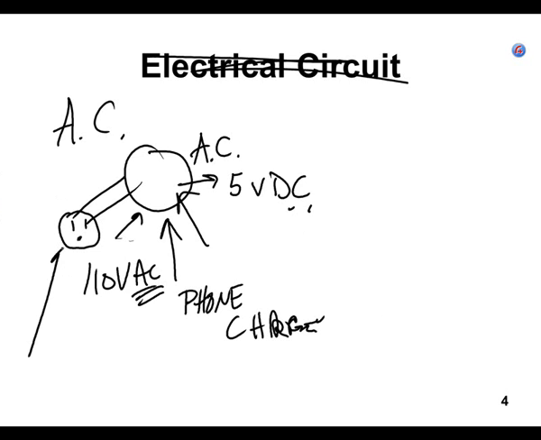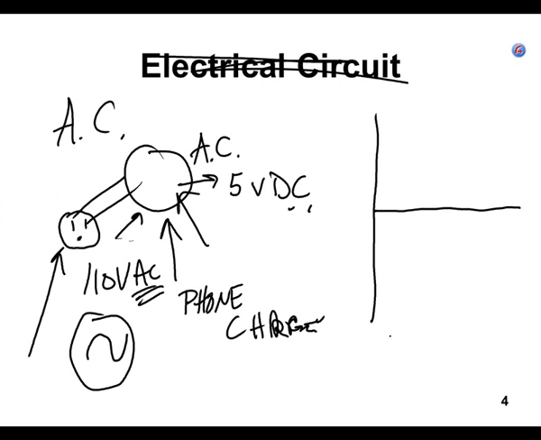Literally, what's going into this power supply, the symbol for an alternating current generator, is a circle with an AC sine wave in it. And you're going, AC sine wave? Mr. Johnson, I've never heard of an AC sine wave. Well, you have today.